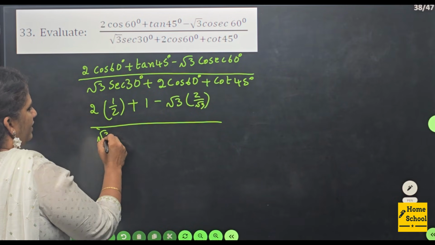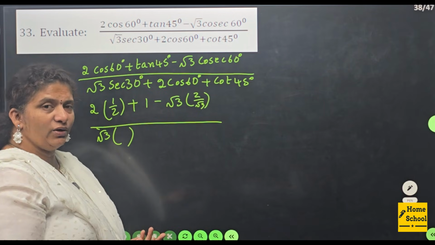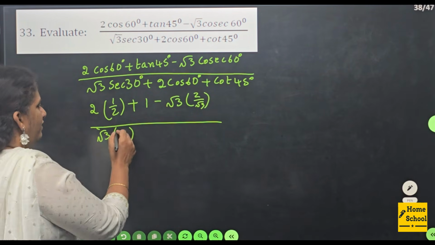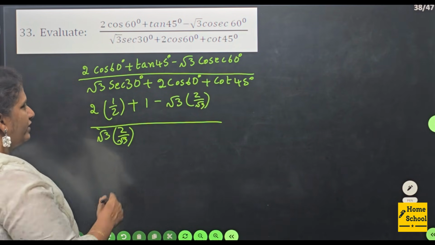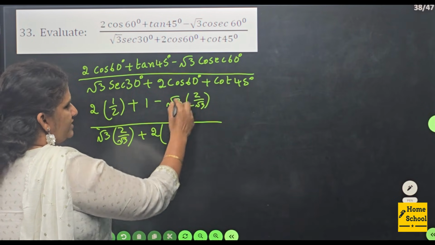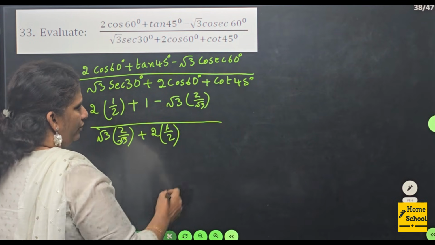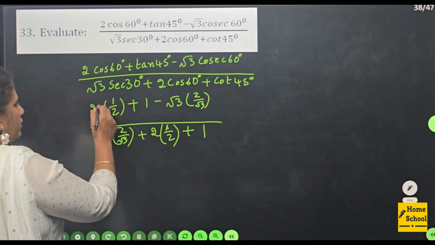Root 3 secant 30. Secant 30 forgot, don't worry. What is cos 30? Root 3 by 2. Do the reciprocal. That is only secant 30. 2 by root 3 plus 2 into cos 60. Cos 60 value is 1 by 2 plus cot 45 degree is 1.